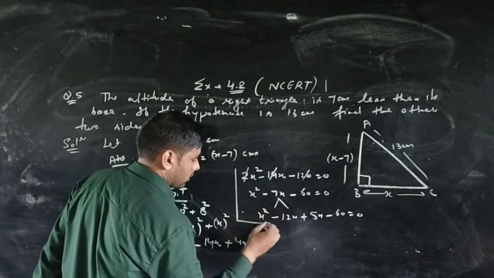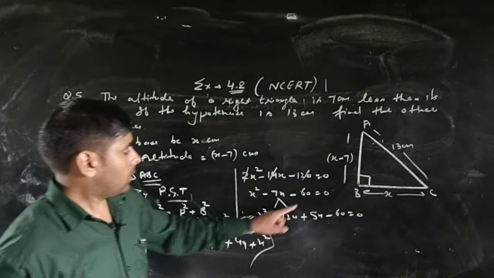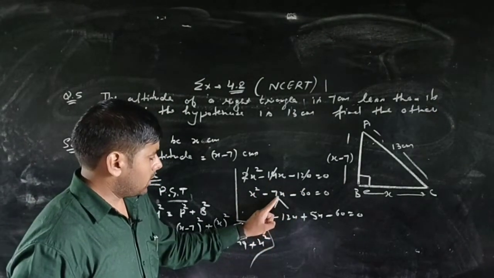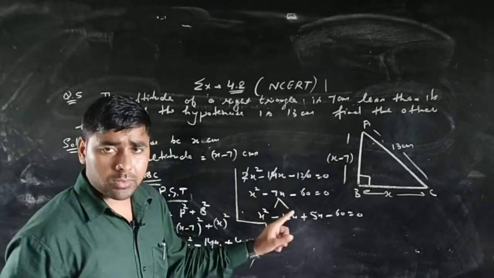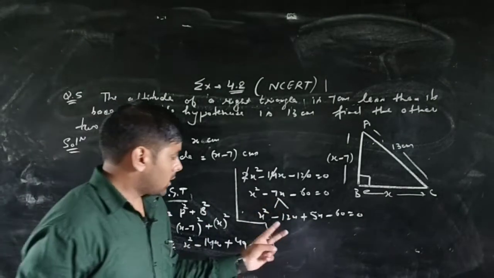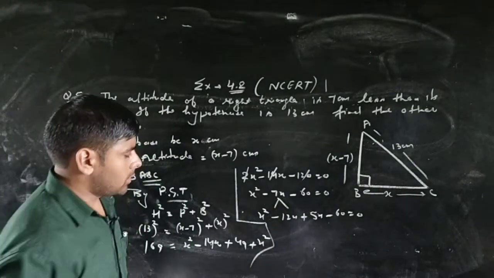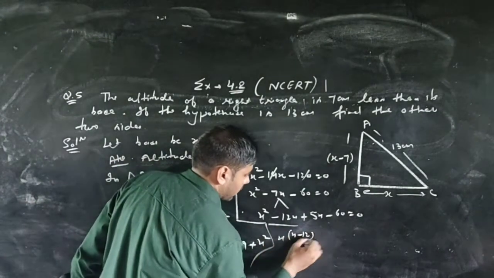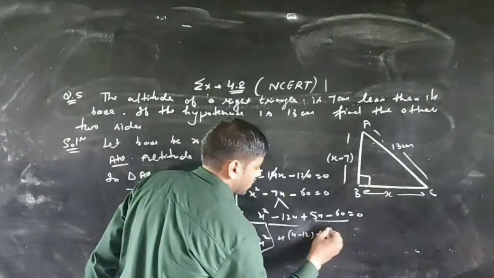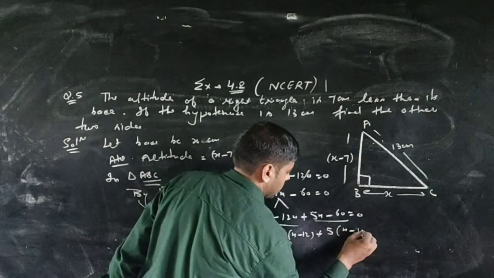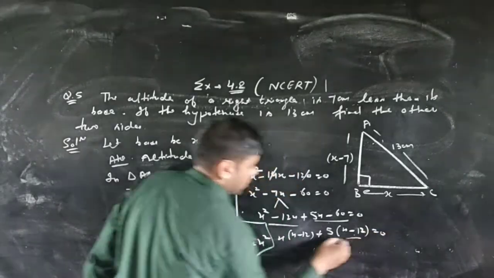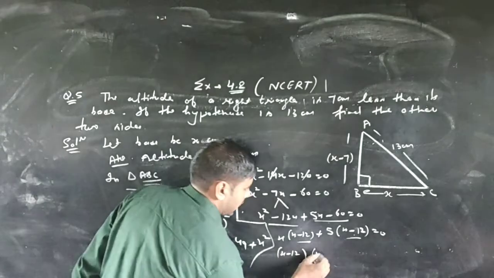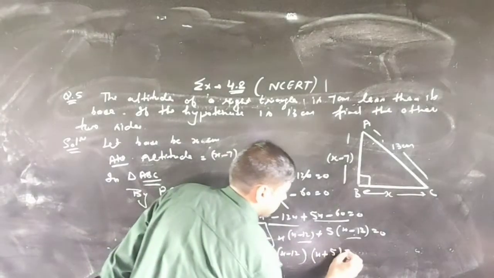Here x square. The product is minus 60, and we split this minus 7 into 2 parts so that their sum is minus 7 and product is minus 60. From here x is common, x minus 12. From here 5 is common, 5 into x minus 12 is equal to 0. x minus 12 is common from here, and here is x plus 5 is equal to 0.